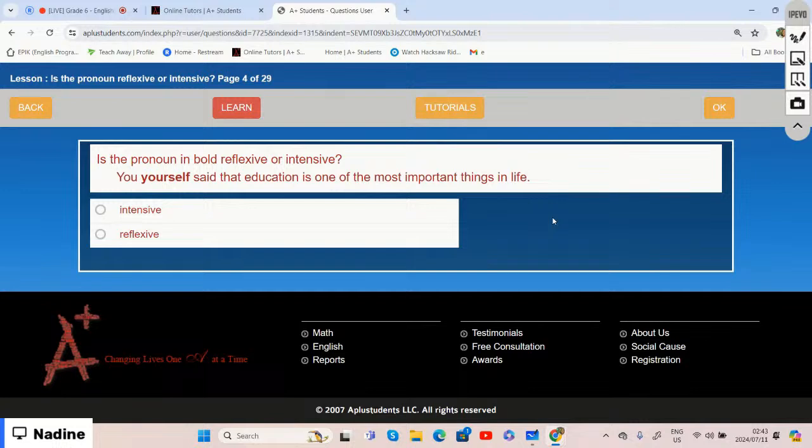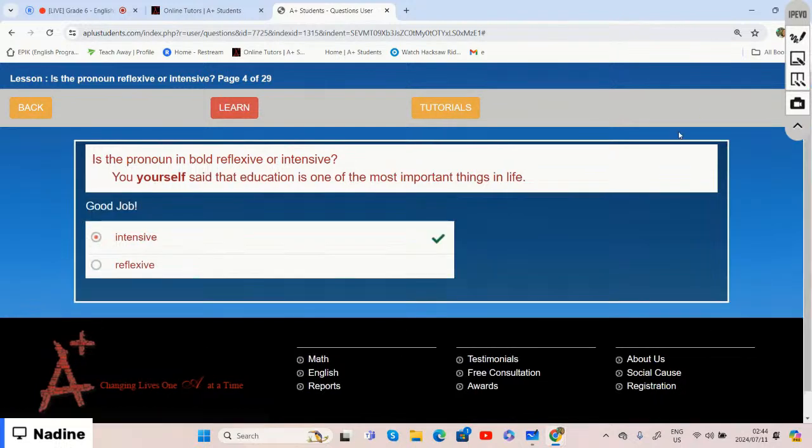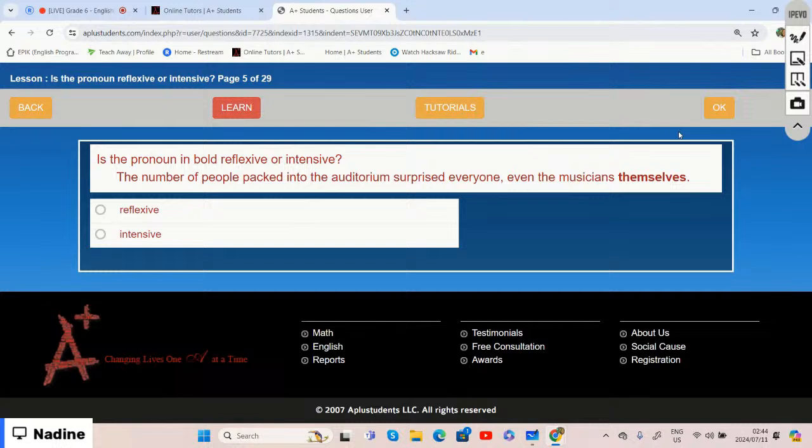Right? And if we were to choose the correct option, then we can say that you yourself said that education is one of the most important things in life. So it is an intensive pronoun because we are putting emphasis on you yourself. So it intensifies it, it emphasizes it.